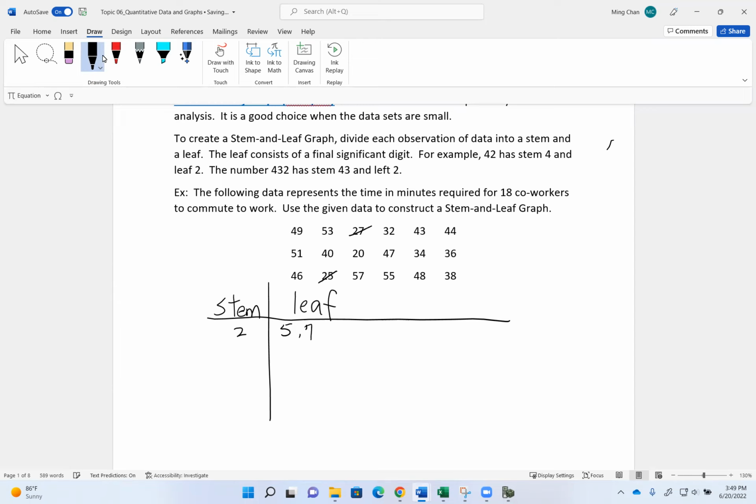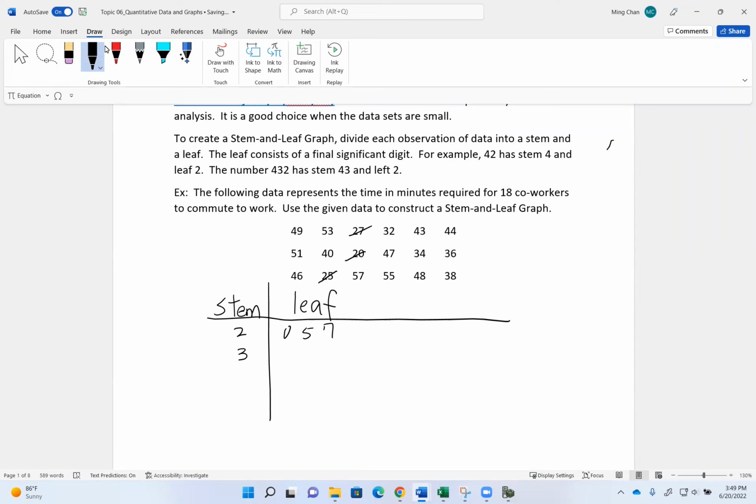7. Oh, and there's a 0 here. Sorry about that. 20 is the smallest one. So that's 0, 5, 7. I don't think I need a comma for it. 0, 5, 7. All right, let's do the stem 30s.